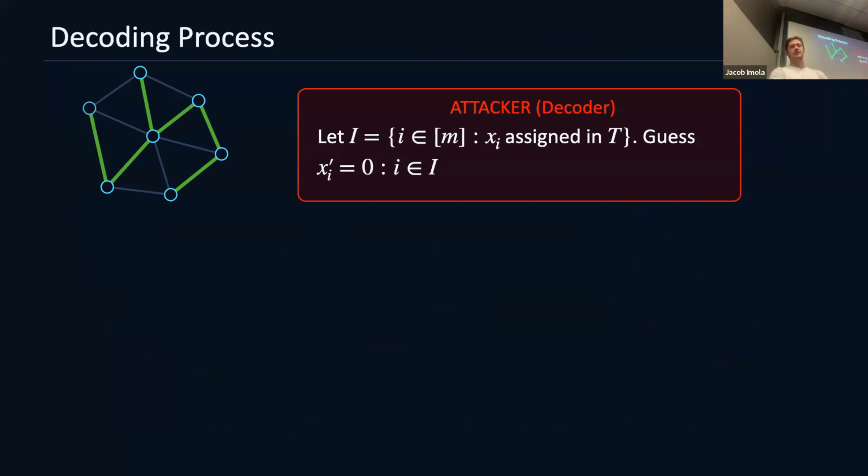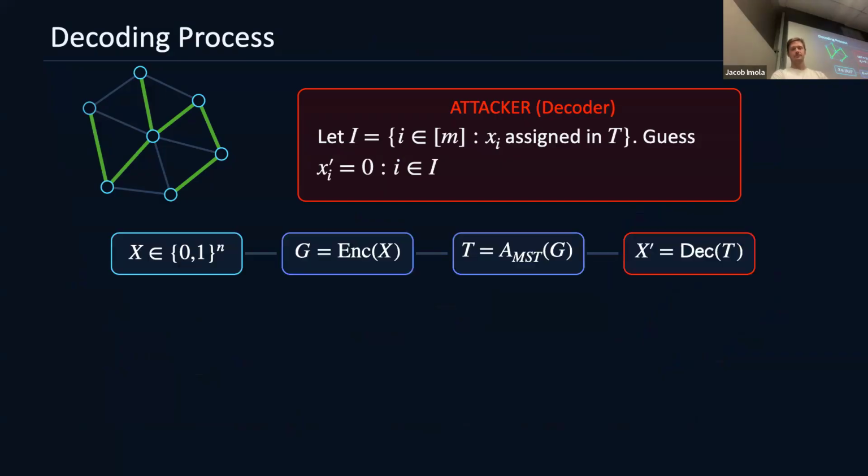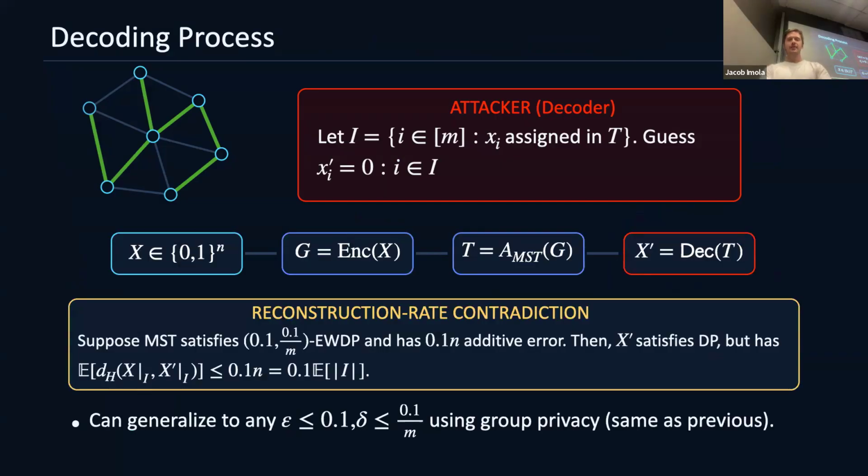So the decoder sees a minimum spanning tree and says, I know that this minimum spanning tree has low additive error. So I'm going to just take all of the points in the data set that were mapped into these edges and just guess that there's 0. So it's a simple decoder. And this will give us the desired contradiction if we view this as a subset reconstruction attack.